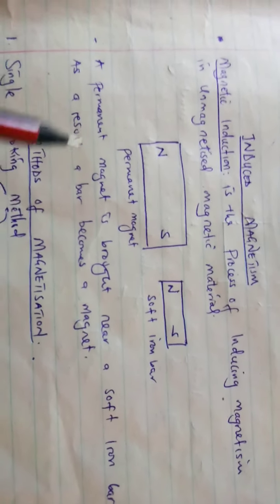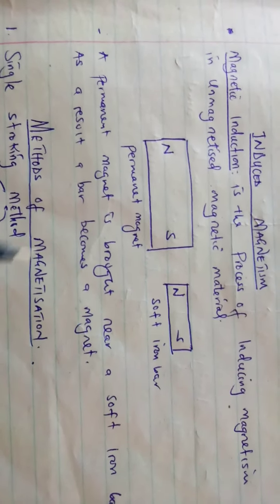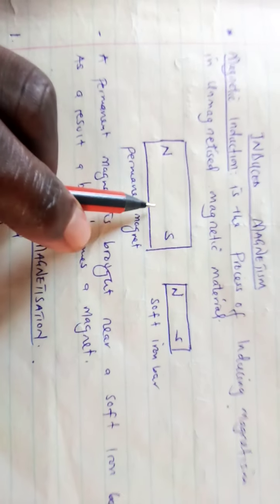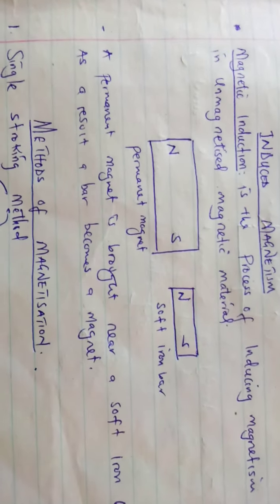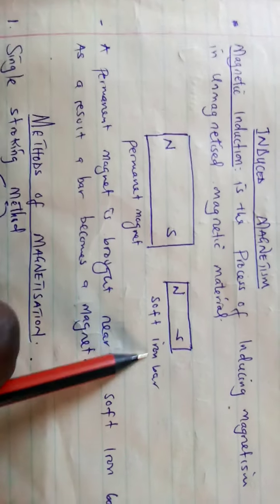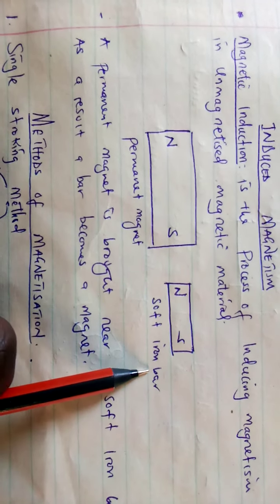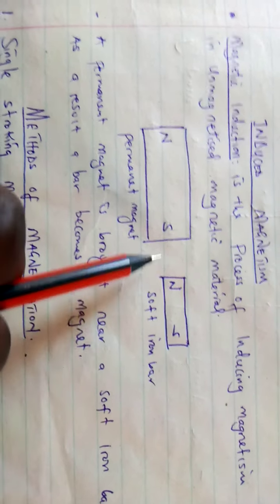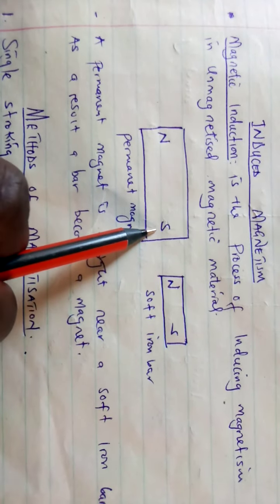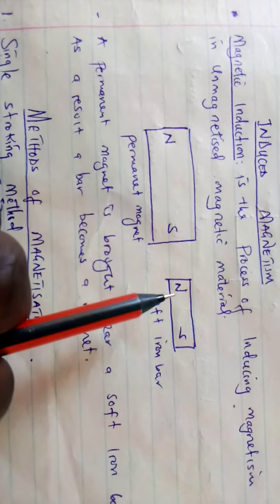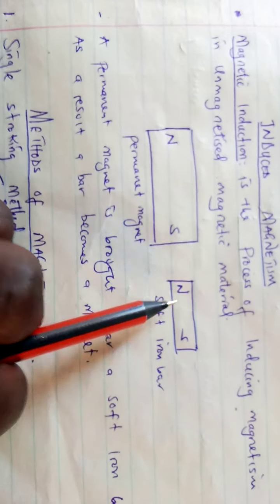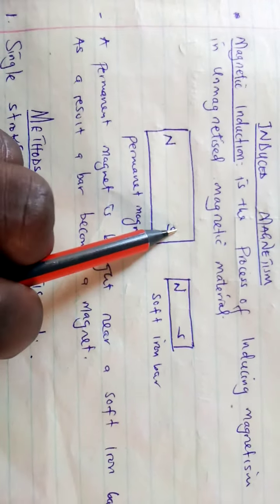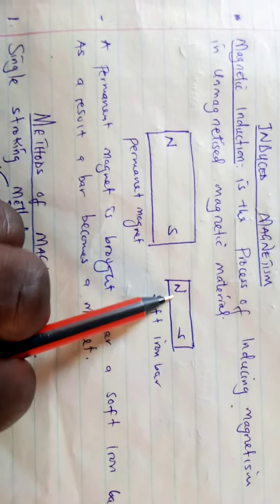So what you only need to have in this regard is a permanent magnet, something which is already a magnet. Then you want a soft iron bar which is not magnetized. So all you need to do is move this one closer to this one, not in contact but closer. You realize that this one becomes a magnet. If this was the south pole, definitely the other end becomes the north pole.